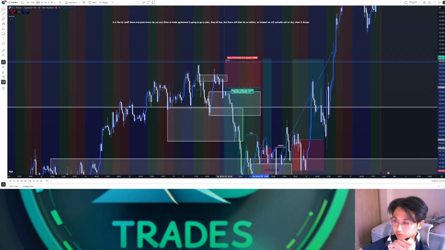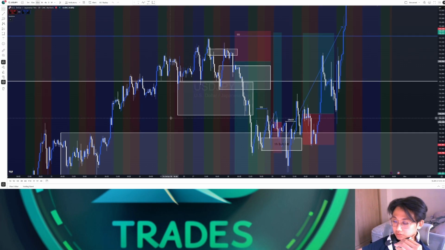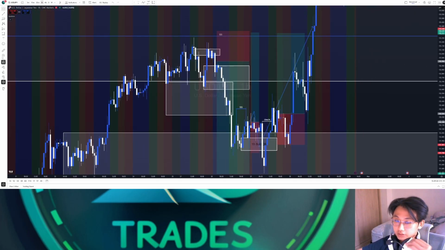Stop loss around these highs or even above these highs, right? TP here. As you can see, my TP was here, and yeah, price actually came all the way down here. Okay, so it's gonna be 1 hour. Yeah, so as you can see, buy scenario played out.